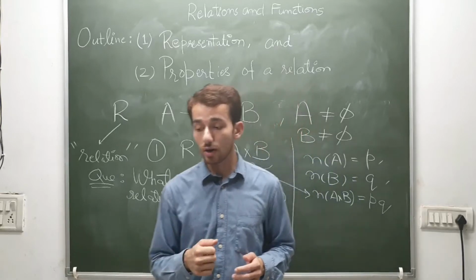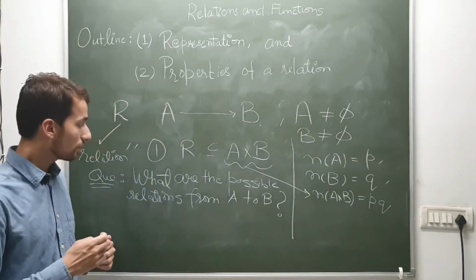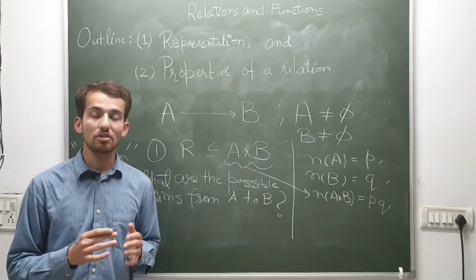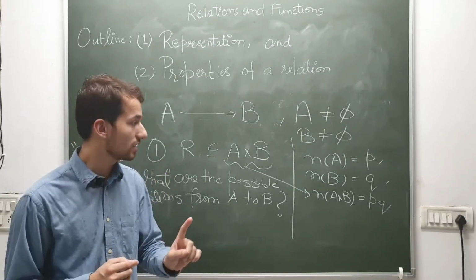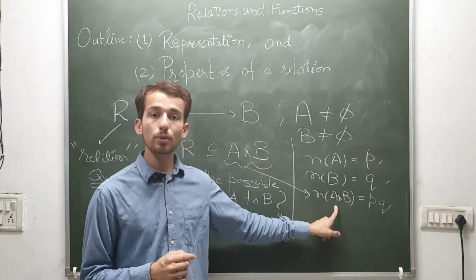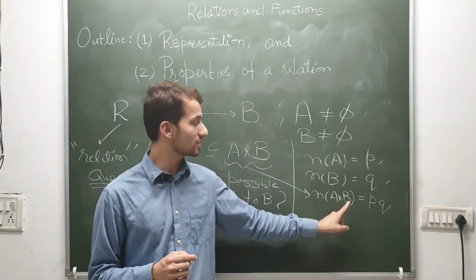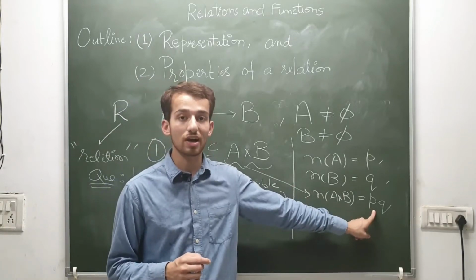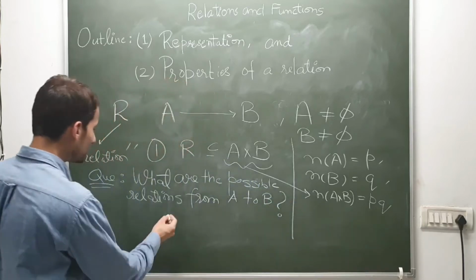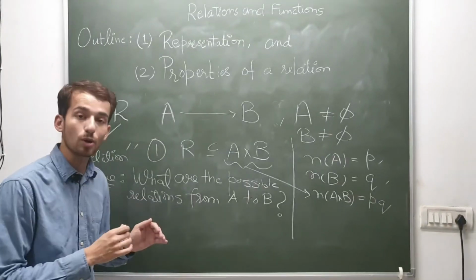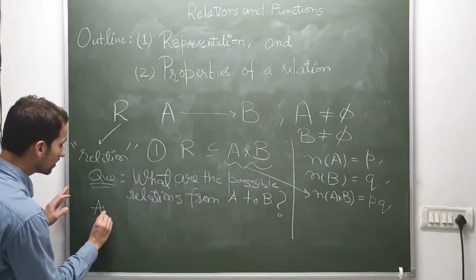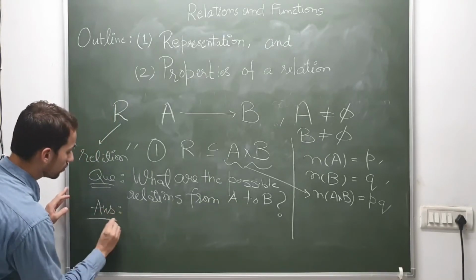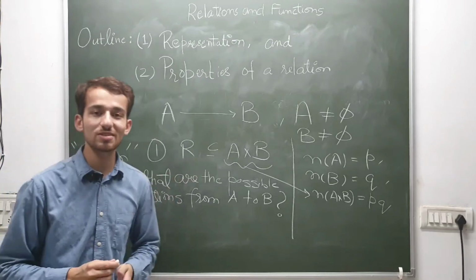So if we now try to answer this question, the number of possible relations defined from the set A to the set B will be the number of possible subsets of this Cartesian product, and the number of elements in this Cartesian product is PQ. Then the number of relations from set A to set B are, what is the answer? Now I ask you to pause the video and answer it yourself first.